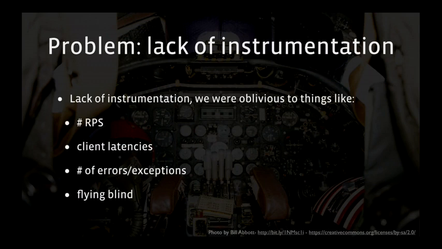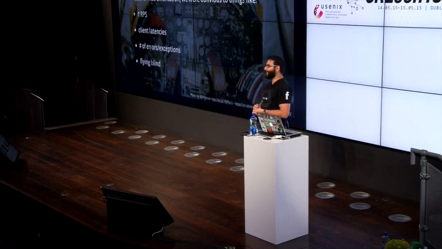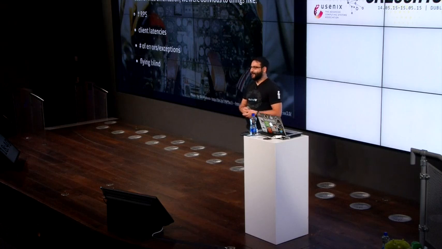Another problem, lack of instrumentation. We didn't have any of this. We didn't know how many RPS we were doing. We didn't know what latencies the clients were seeing, or how many errors and exceptions we were having. We were basically flying blind, and production engineers don't want that. They want to know when stuff is broken. They want to know which client is misbehaving and if there is a problem in the network and such.